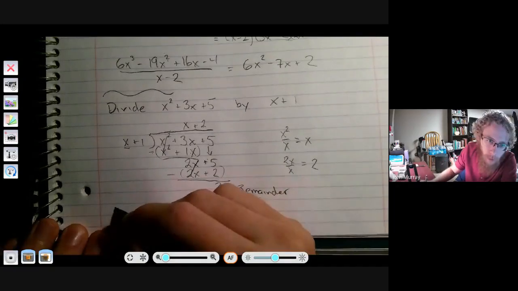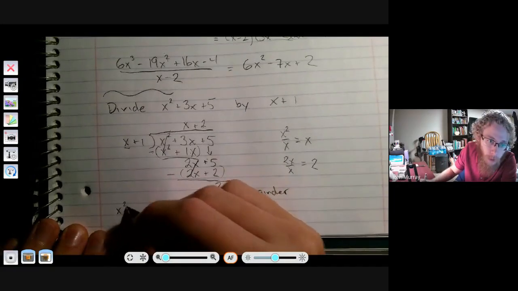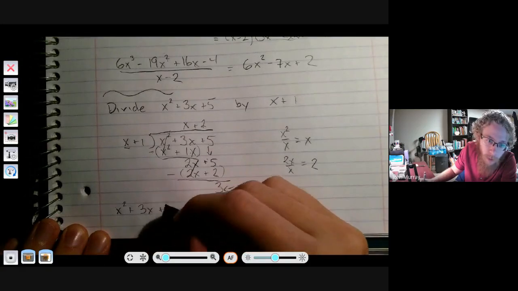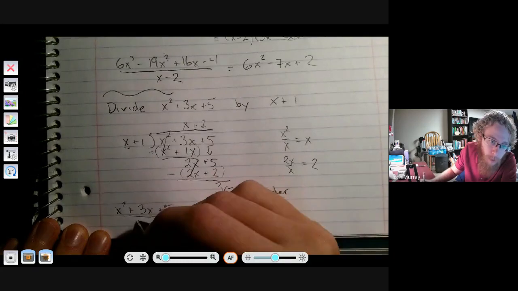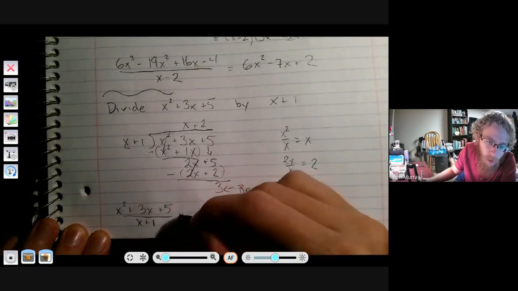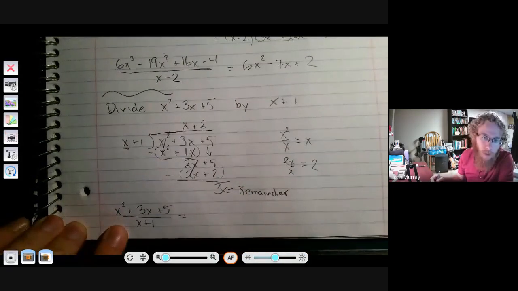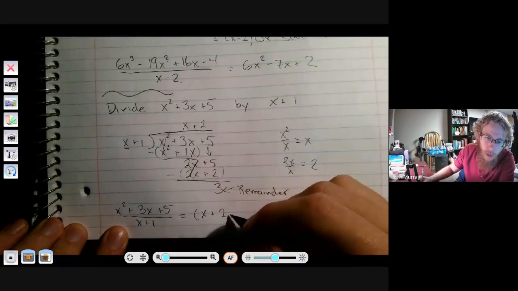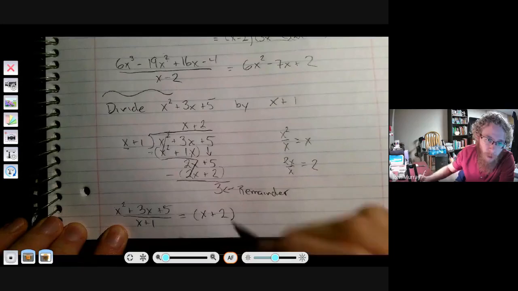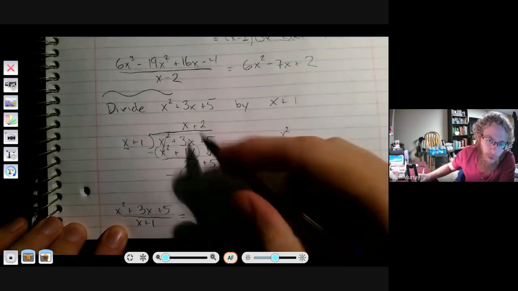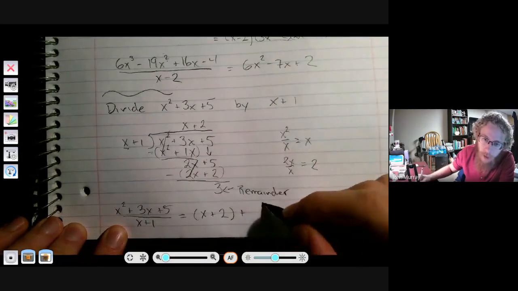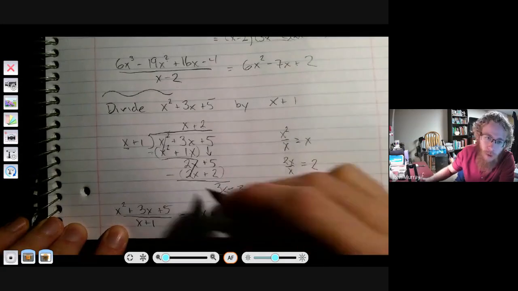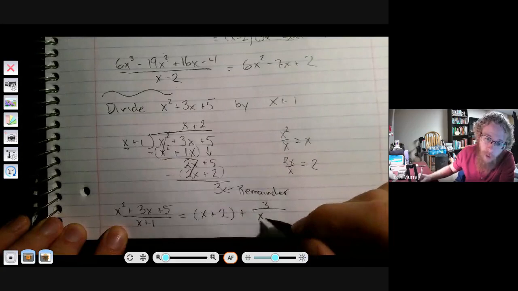I'm going to write this: x squared plus 3x plus 5 divided by x plus 1. That's what we just did. Well, that's going to give us x plus 2. The way we deal with the remainder is we make it into a fraction. So it's going to be whatever your remainder is over what you divided by.